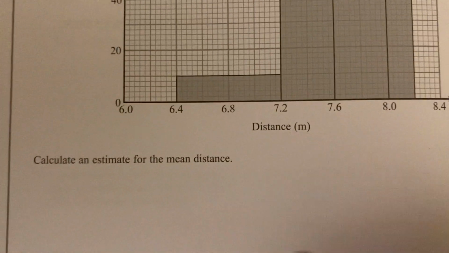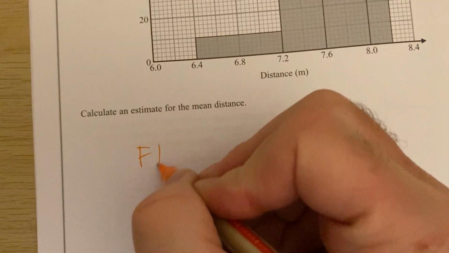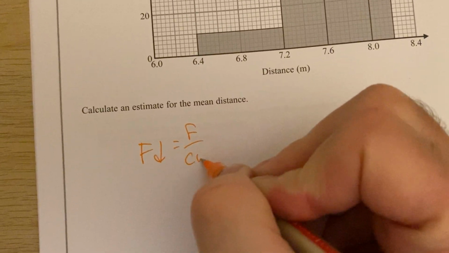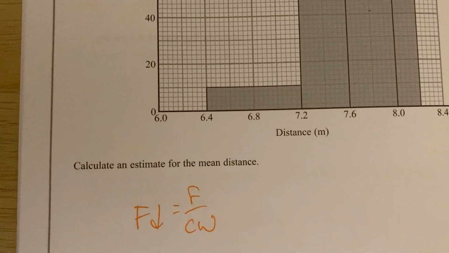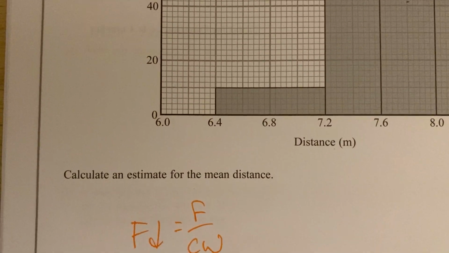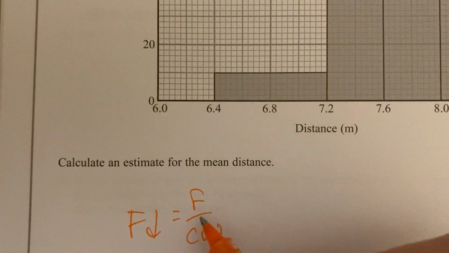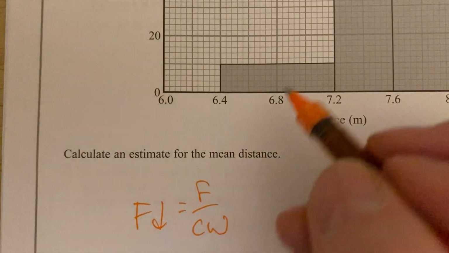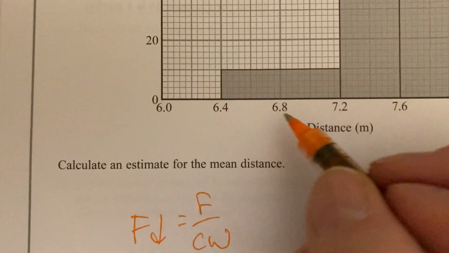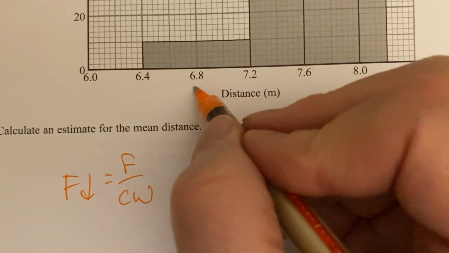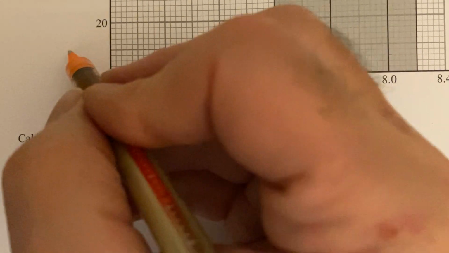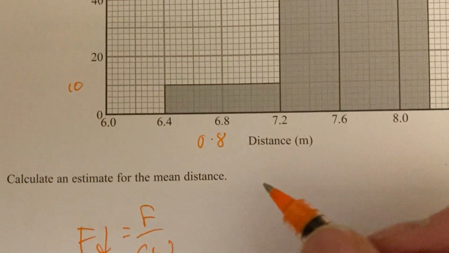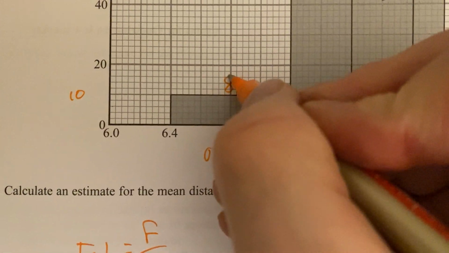What we need to remember about frequency density is frequency divided by class width. If we want to work out the estimate of the mean, we need to know how many are involved, so we need the frequency. The frequency is going to be frequency density times the class width, so it's this area here. The width there is 0.8 and the height is 10, so there are 8 people in here.